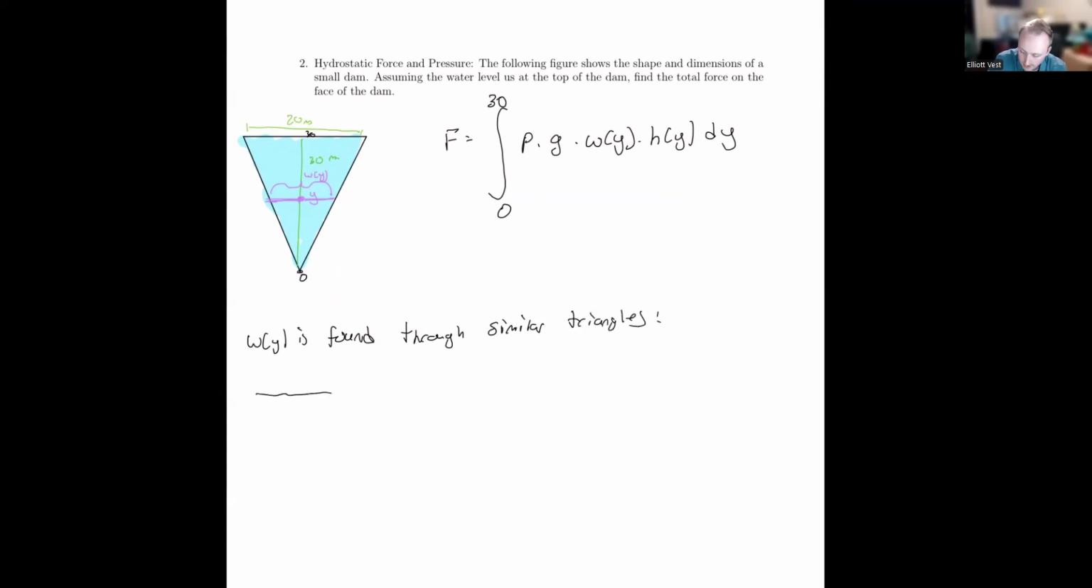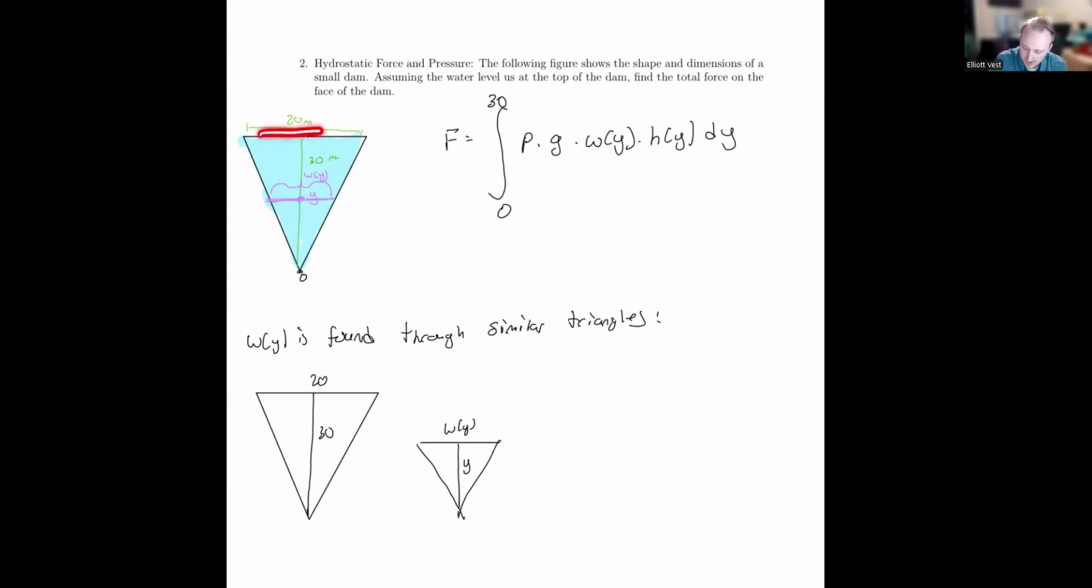So I have a large triangle here that is 20 meters on its base and then 30 meters in its depth. And then I have a smaller triangle that has a base that is the width of y and a depth that is y. Now, I'm not trying to find what the width of y is as a number. My width of y is going to be in terms of y because it's changing as my depth changes as well. So that's going to be as expected.